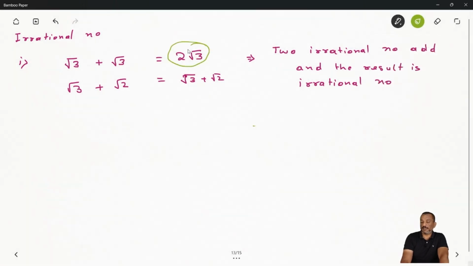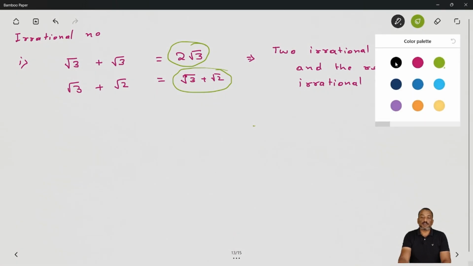This 2 root 3 and root 3 plus root 2, that is also an irrational number. So always remember, whenever you add two irrational numbers, their result will always be an irrational number. Okay, now coming to the next one.